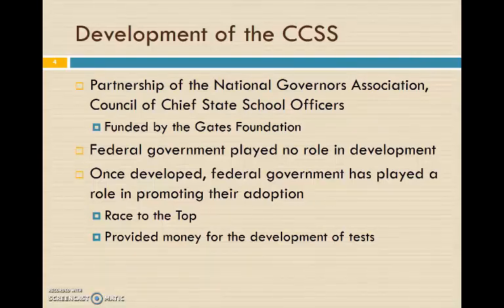So the big point here that we see a lot of misinformation about is this was a state-led effort. It wasn't a federal mandate. The Common Core state standards were not created on a federal mandate, but they were funded by the Gates Foundation. The federal government stepped in afterwards to help promote the adoption of these standards and provide money for the development of tests. So different states could get Race to the Top funding if they adopted the Common Core state standards. And so they incentivized it, which I don't actually have a problem with.